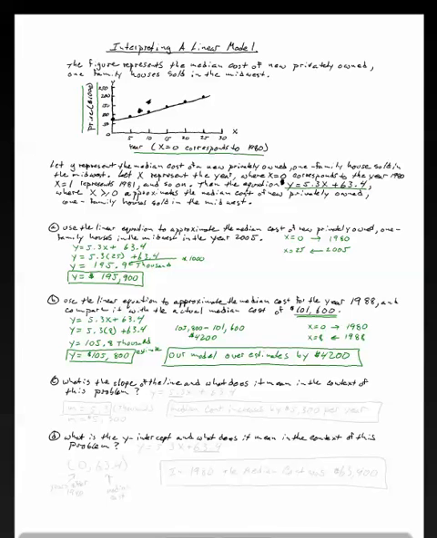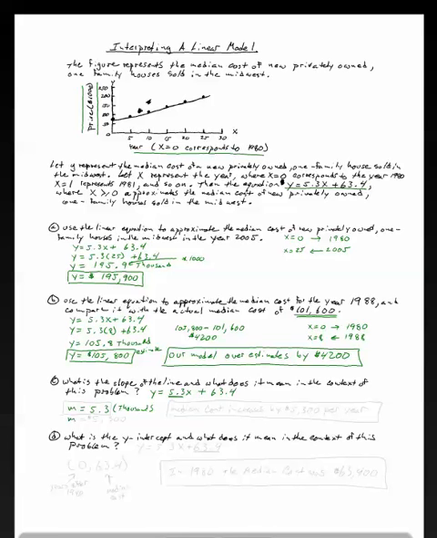Part C says, what is the slope of the line and what does it mean in the context of this problem? Well, we know that our model is y equals 5.3x plus 63.4. The slope is always attached to the x, so m equals 5.3. Now remember that we've said that these are in thousands because this is the cost.